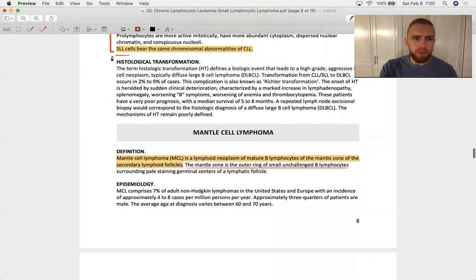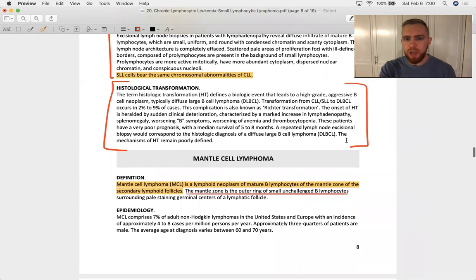Now, this is test worthy. They want to know which other neoplasm CLL might transform into, and it's the diffuse large B-cell lymphoma. And this is called the Richter transformation. Kind of like the Richter scale. I think that's how we measure the magnitude of an earthquake.